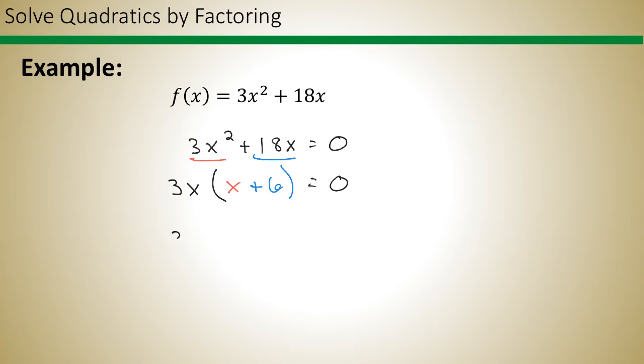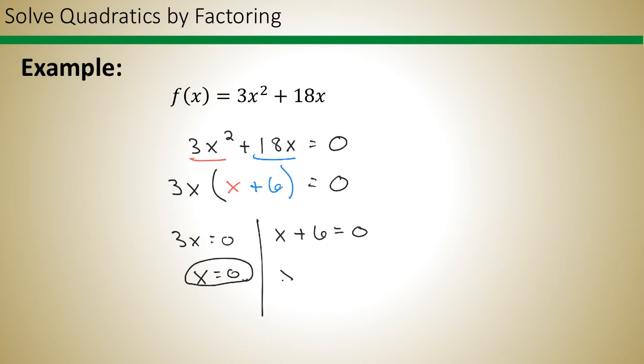So I'm going to set 3x equal to 0 and x plus 6 equal to 0. So now solve each of those equations. This one is just x equals 0. And then this one will be x is equal to negative 6. And those are the solutions of this thing.